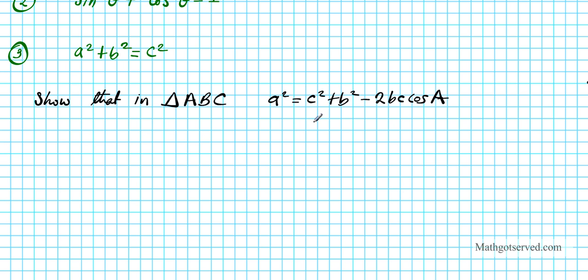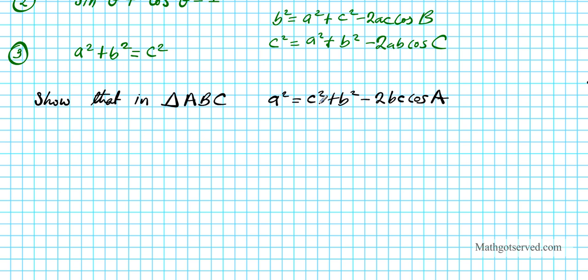Alright, there are two other variations of the law of cosines. Let me write them up here. We're just going to show this one, but using the same approach we can show the other ones. Okay, so we also have b squared equals a squared plus c squared minus 2ac cosine B, and then also c squared equals a squared plus b squared minus 2ab cosine C.